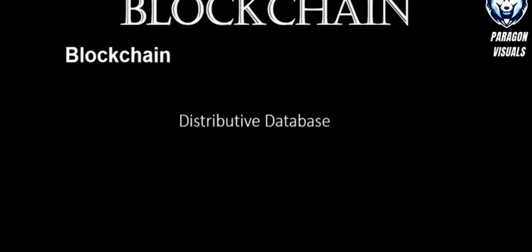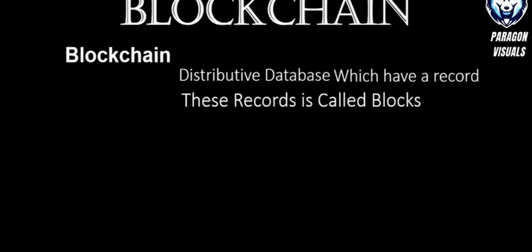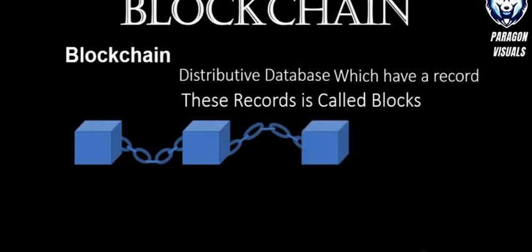We will discuss the blockchain. What is a blockchain? Blockchain is a distributed database which has a record. This record is called a block. Once data is created, it's broadcast and verified on a peer-to-peer network, and then a block of information is formed.